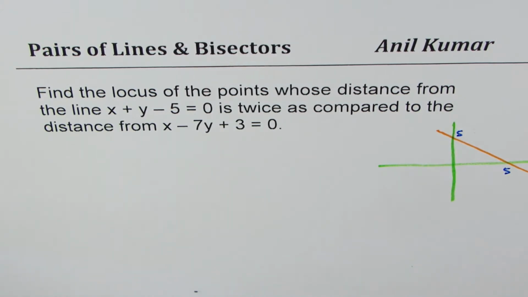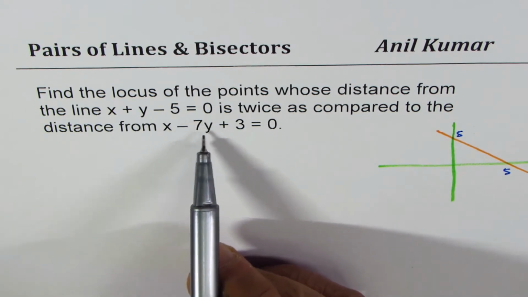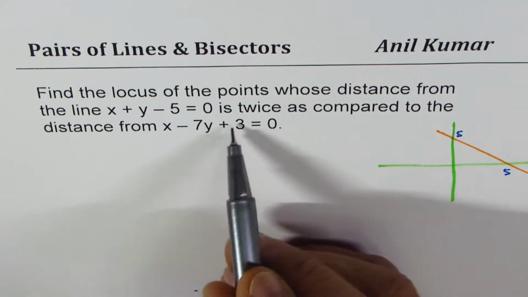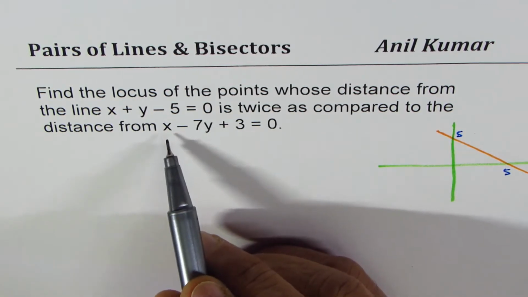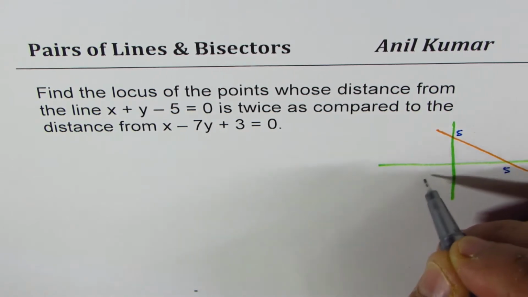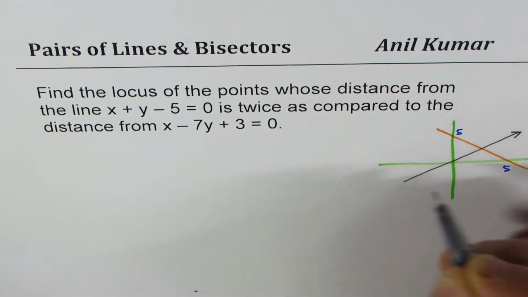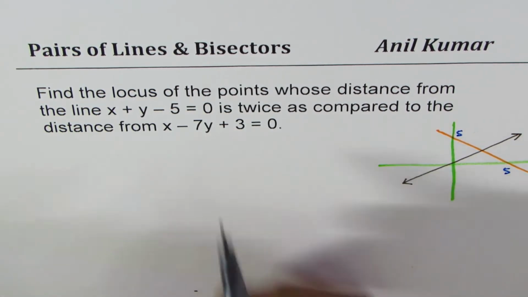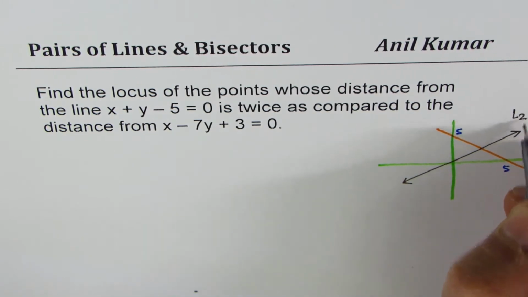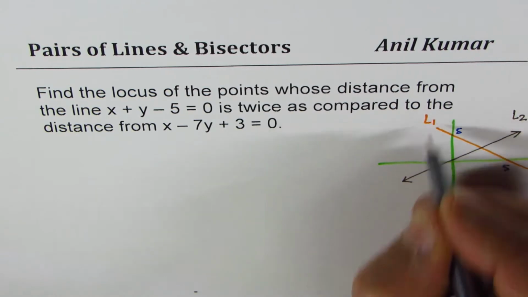So the other line is x minus 7y plus 3. If I take this to the other side, we see the slope is positive 1 and the y-intercept is very close to 0. So it could be something like this. Right, so that is the second line. Let me call this line 2 and the first one line 1.